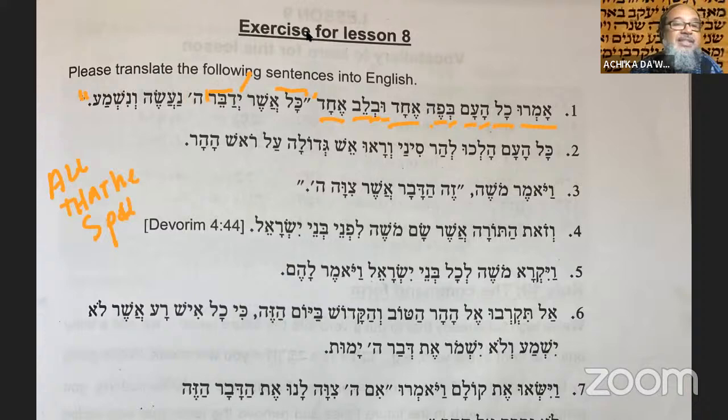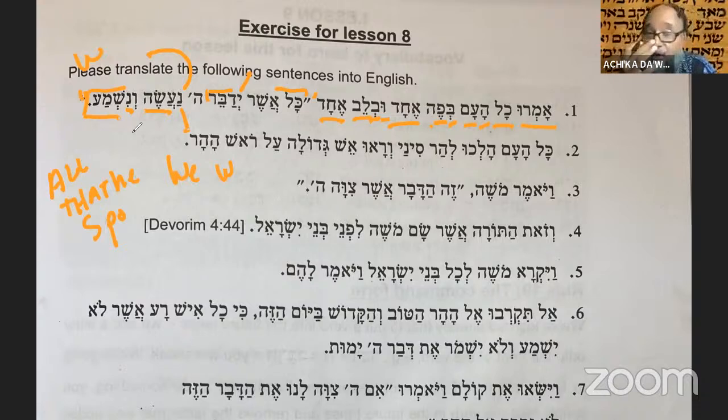The nun on the front of this is "we." Said if he will make or he will do, we will, because the nun here is "we will," because it's on the front, if it's a future tense. We will shema. We will obey and we will listen. So if you translate this in English, it'll be: and they said, all the people with one mouth and with one heart, this is what they said: all that Yahweh has spoken, we will do and we will obey.